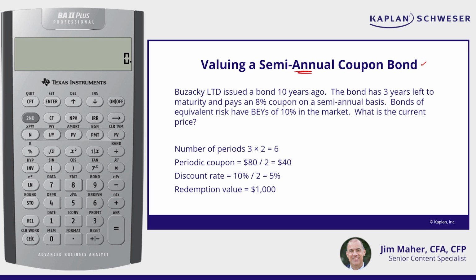Okay, we have our bond that was issued 10 years ago. Our bond has 3 years left to maturity and pays an 8% coupon on a semi-annual basis. So we're looking at an $80 payment per year, but we're going to pay that twice a year, so we're going to do $40 semi-annually. Okay, very important point here. Don't get mixed up on that.